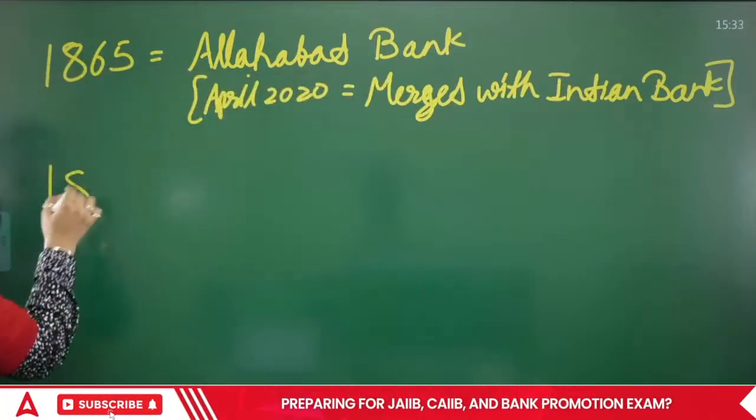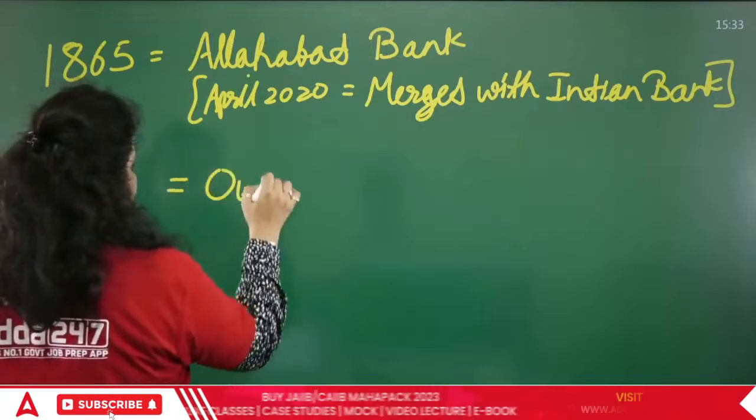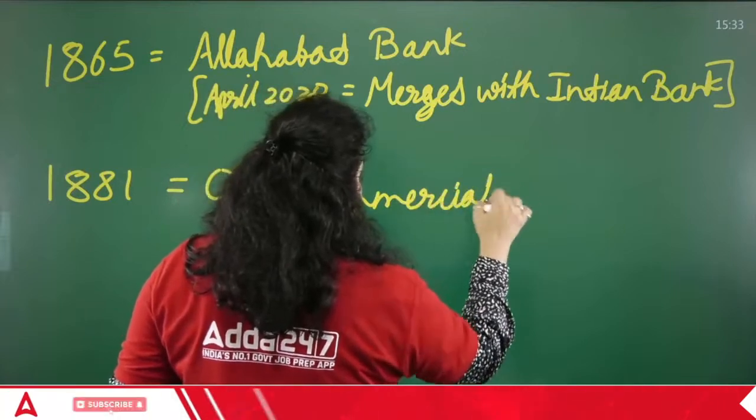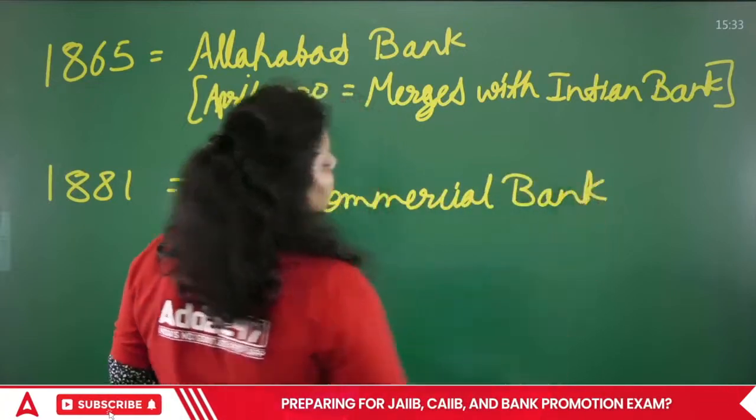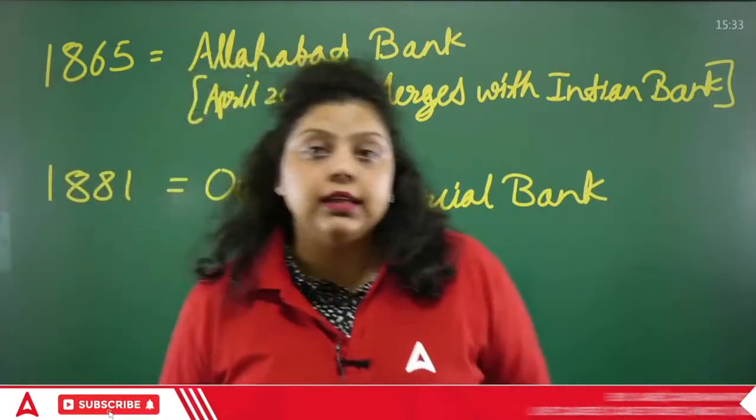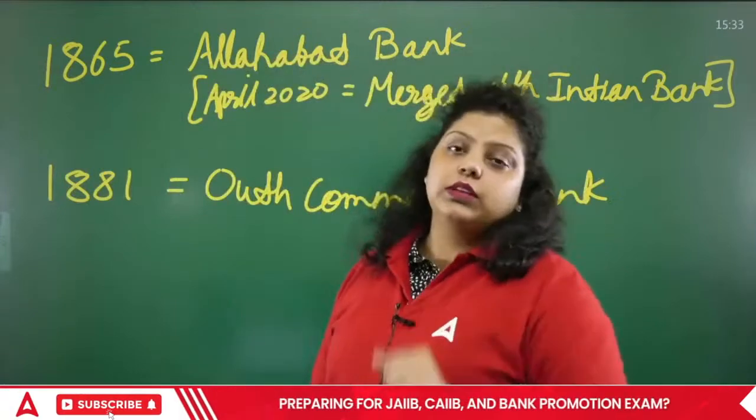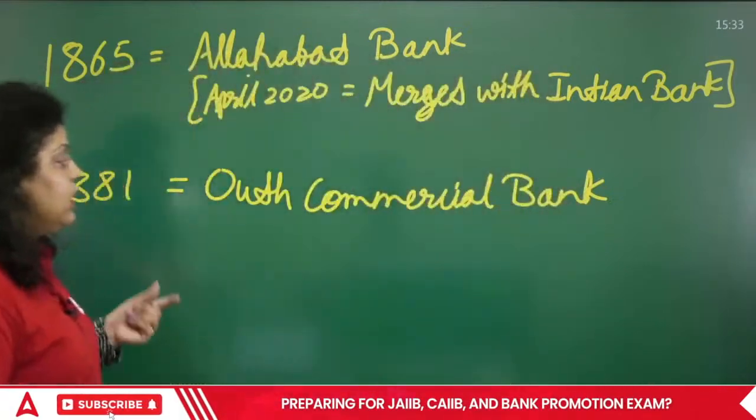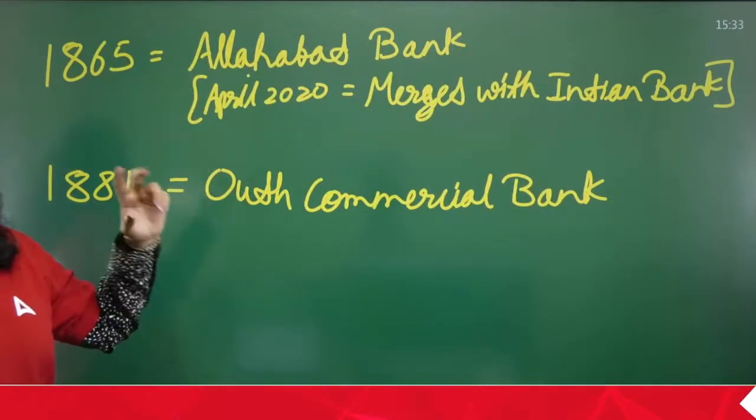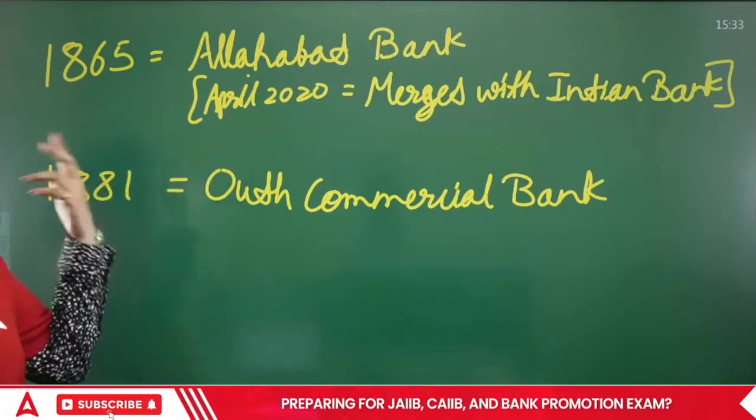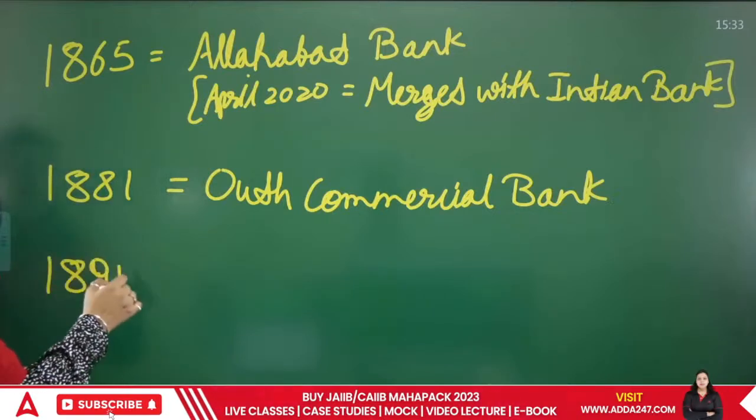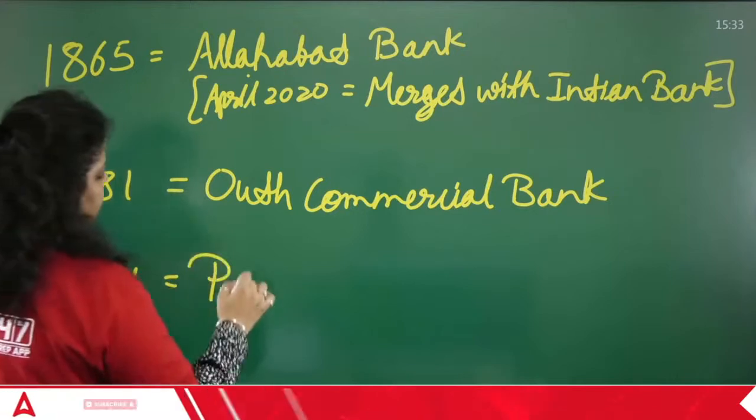Okay, in 1881, we have seen Audh Commercial Bank. This Audh Commercial Bank is also known as Awadh Commercial Bank. And this was the first bank of limited liability. The first bank which was introduced with limited liability was the Audh Commercial Bank, and limited liability is also the reason because of which Audh Commercial Bank failed. Okay. Then after that, in 1894, again a very important bank was established, that was the Punjab National Bank.